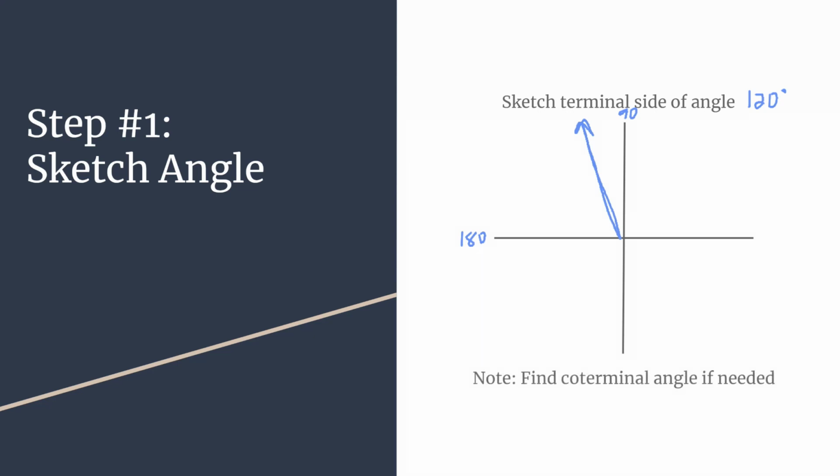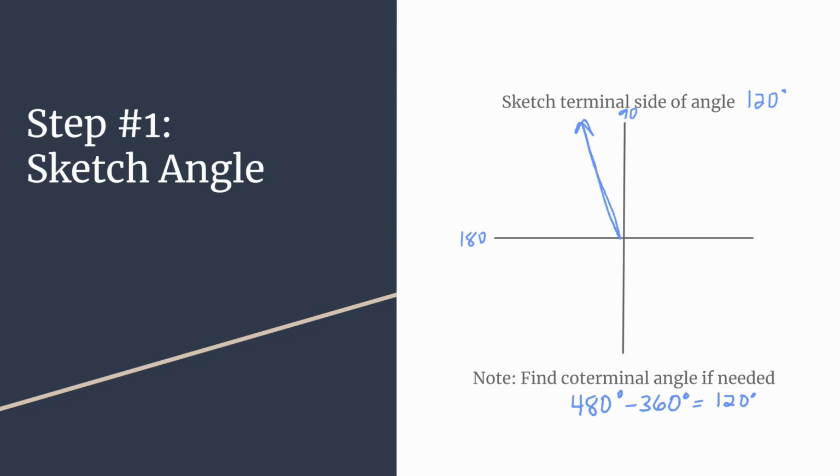Now do note you may need to find a coterminal angle. So if you have a rotation that is greater than 360 or greater than 2 pi, you'll simply have to find its coterminal angle so you can sketch the terminal side. So for example, if we were working with the angle 480 degrees, you would simply need to find the coterminal angle. So subtract a full rotation or 360 degrees. And that would get us 120, and so we'd have the same sketch as above.